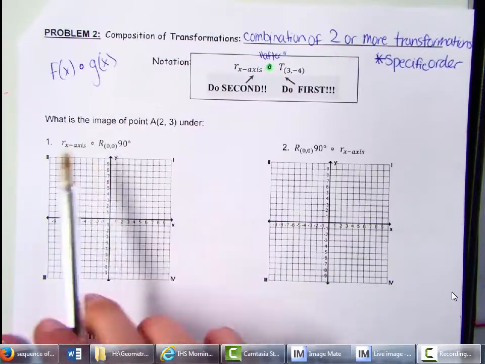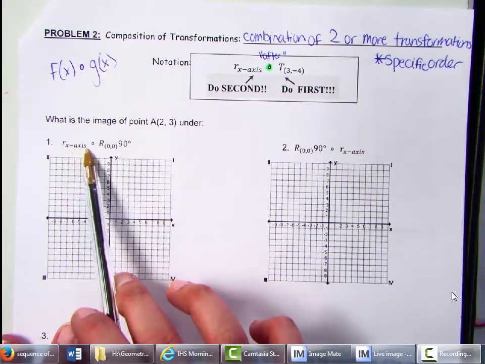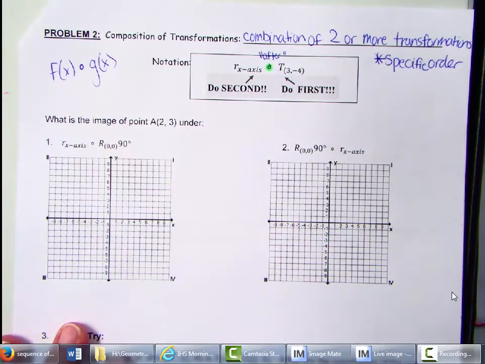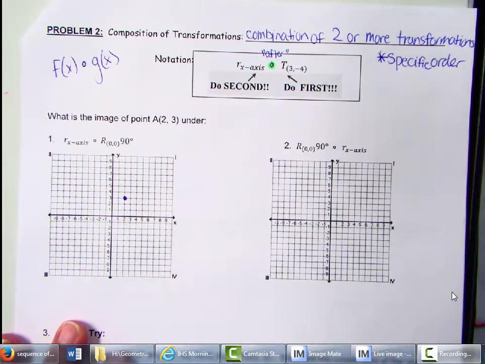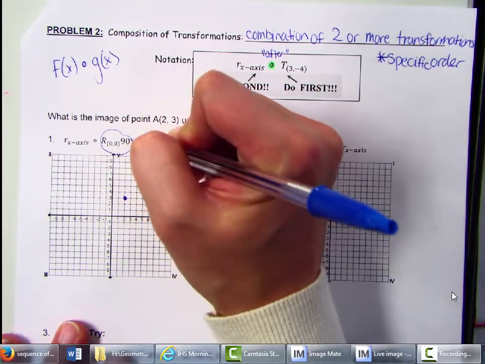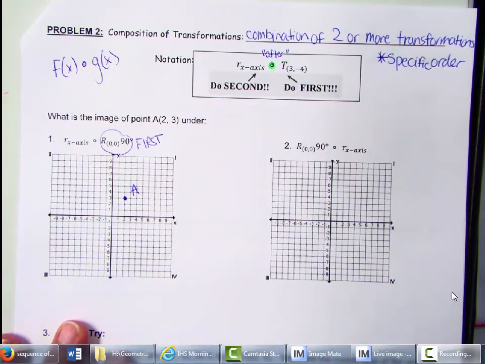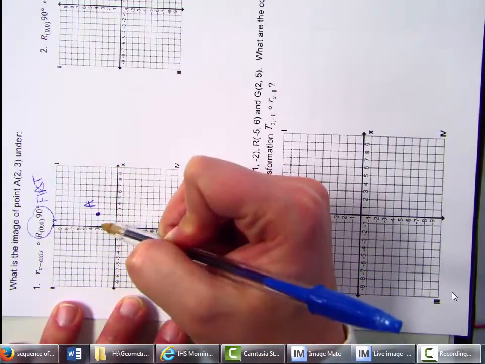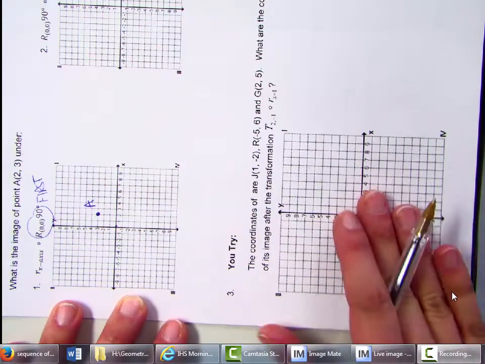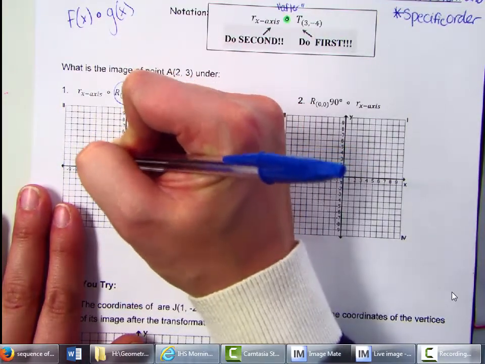So here's an example. What is the image of point A, (2, 3), under reflection in the x-axis after you rotate around the origin 90 degrees? So let's plot the pre-image. I'm going to do this one first: rotate around the origin 90 degrees. Put your pen on the origin, turn your paper to the left, 90 degrees positive, counterclockwise, and it would be 3 to the left and up 2. So go back to regular, 3 to the left and up 2 is A prime.